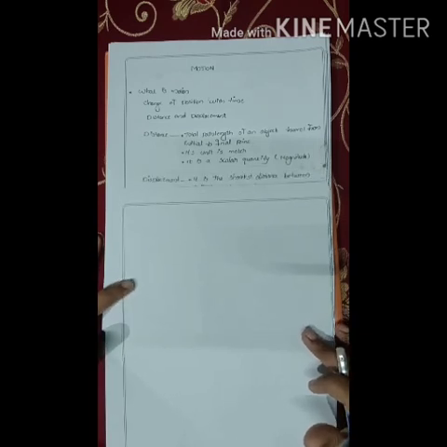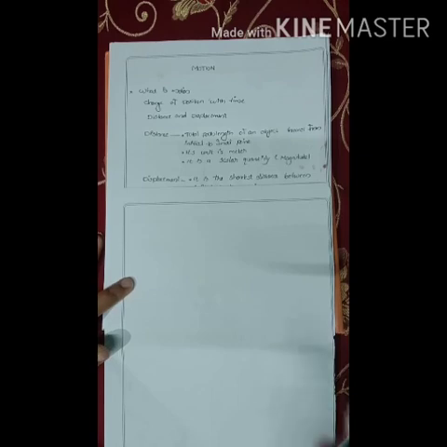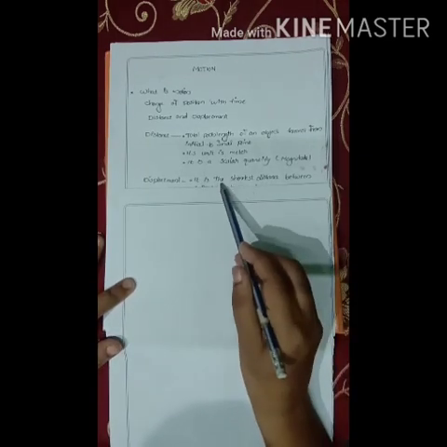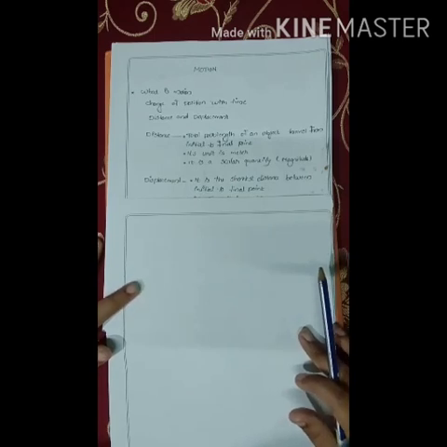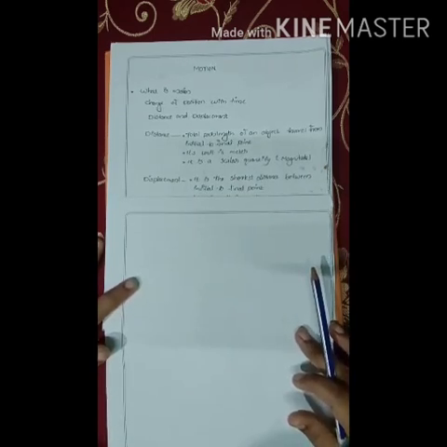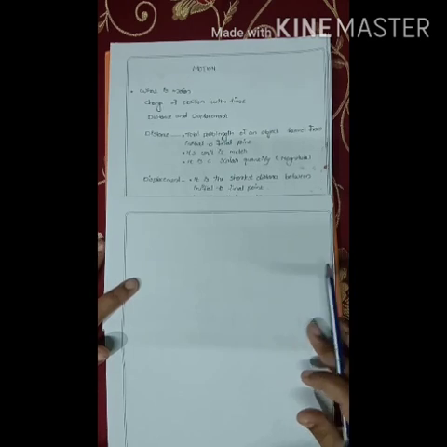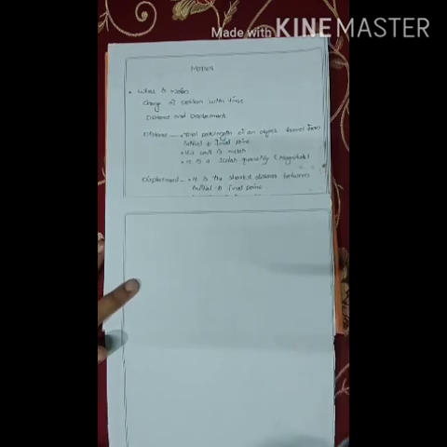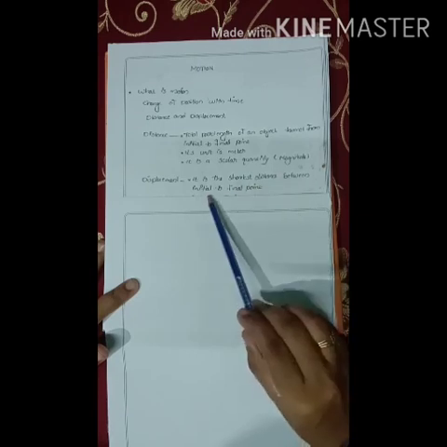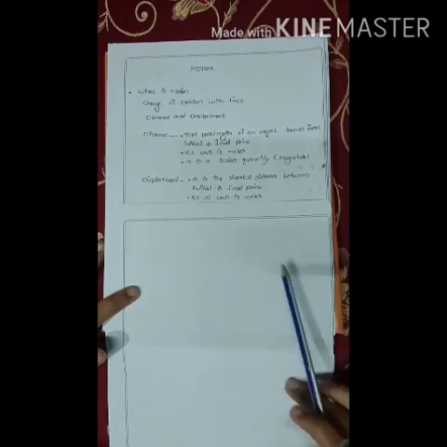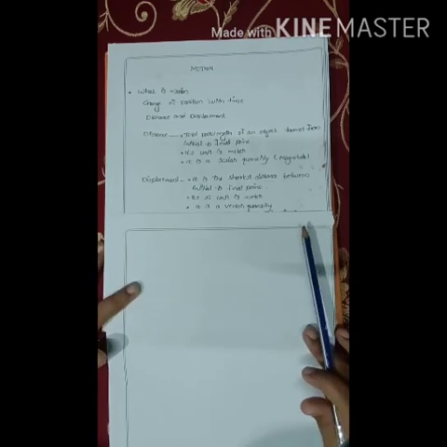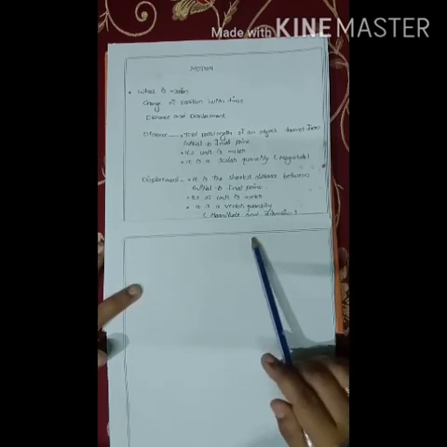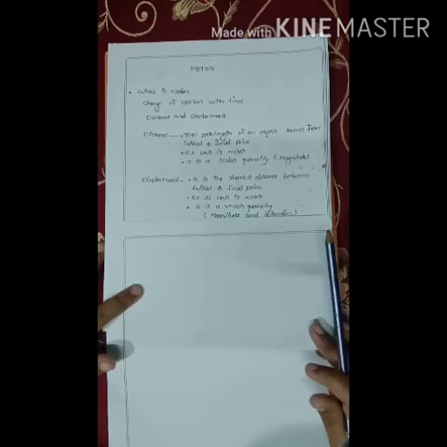The next point is about displacement. Displacement means the shortest distance between initial and final point. We measure displacement of an object. We are not bothered about the path followed by the object to reach the final position from the initial position. This only depends on the difference between initial and final point. So displacement is the shortest distance between initial and final point. Its unit is meter. It is a vector quantity. Vector quantity means it needs both magnitude and direction. So displacement is a vector quantity.